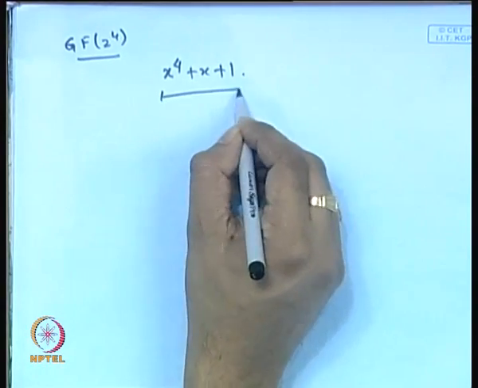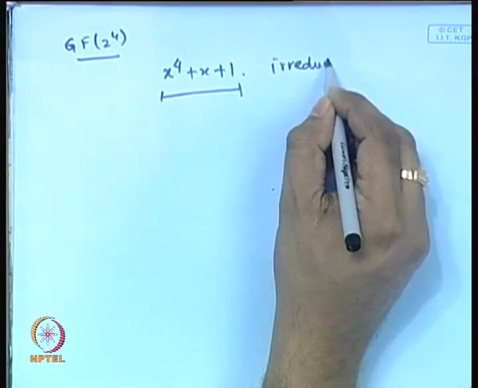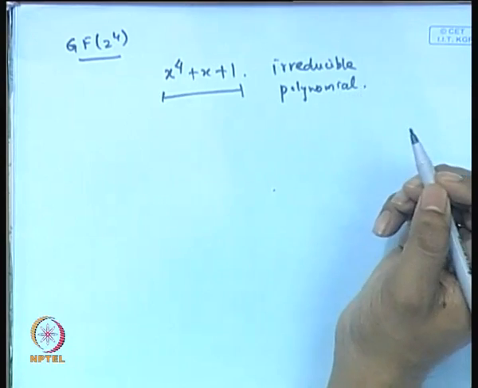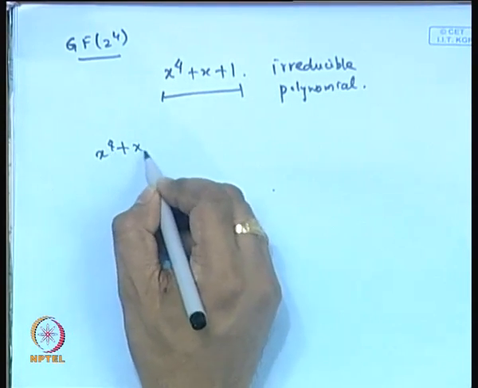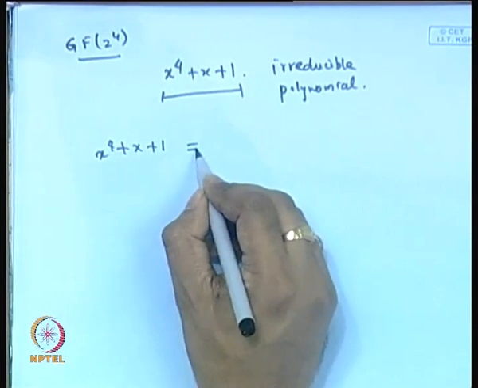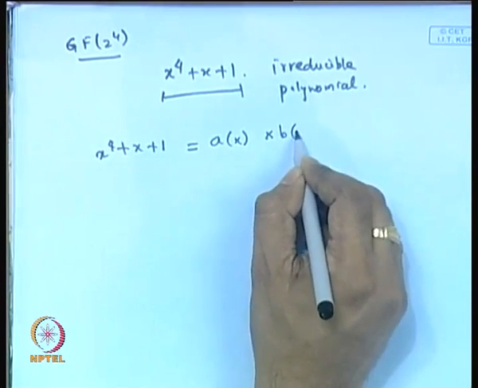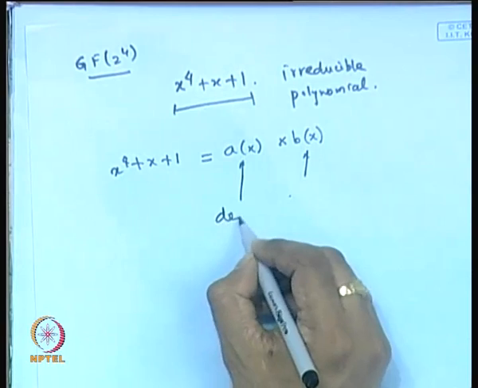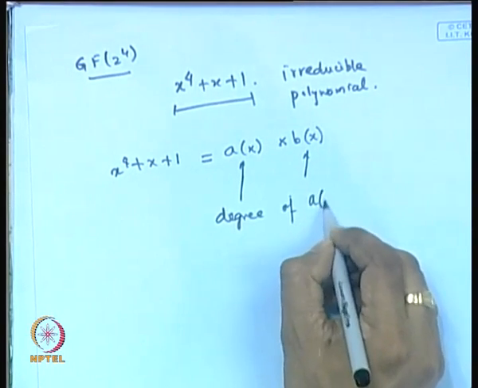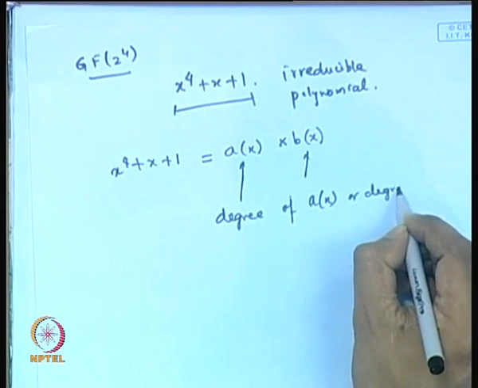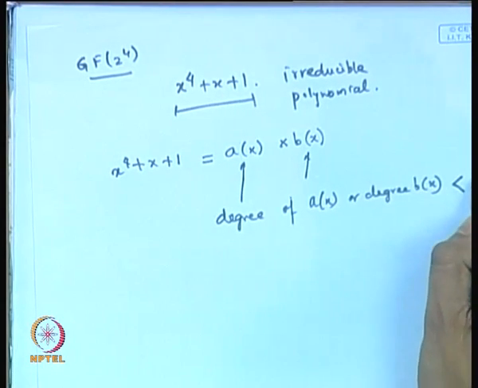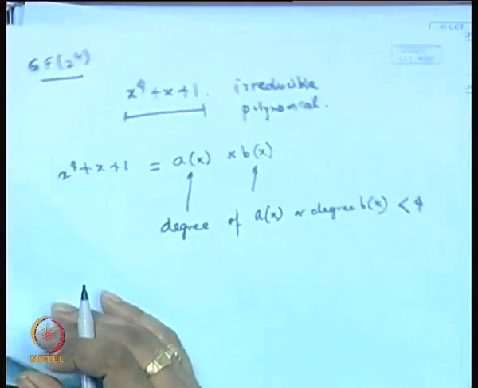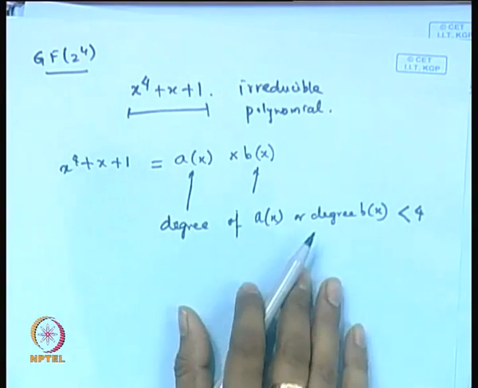If I say that this particular polynomial is an irreducible polynomial, then what we have to show is that x^4 plus x plus 1 cannot be written in the form a(x) into b(x) such that the degree of a(x) or the degree of b(x) is less than 4. So the degree of a(x) or b(x) should not be less than 4.